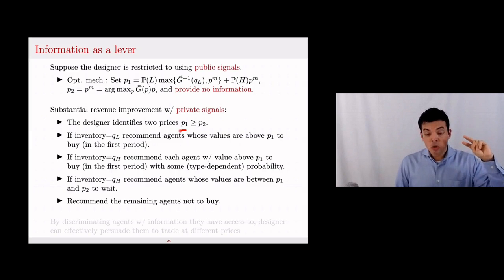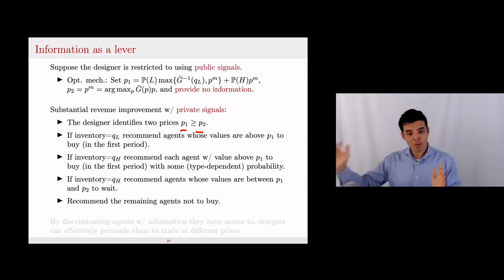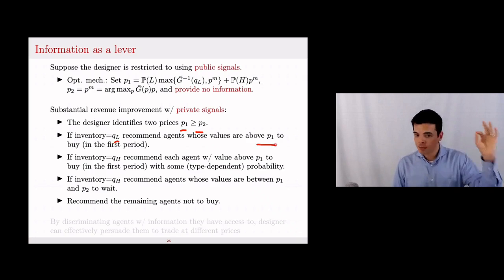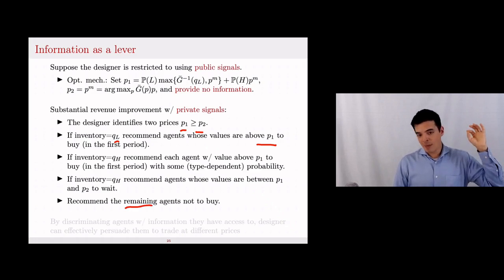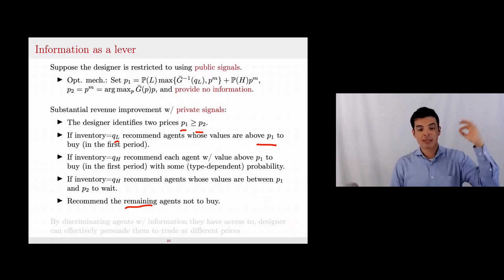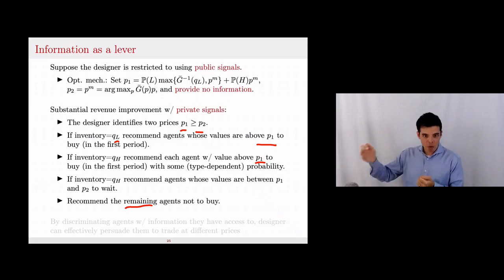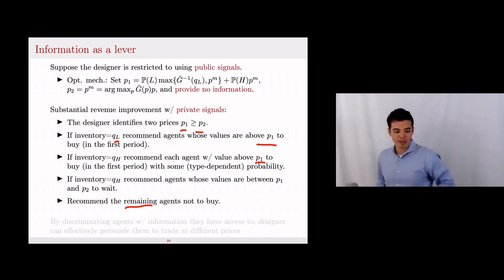In particular, the designer identifies two prices, P1 and P2. P1 is the price for the first period, P2 is the price for the second period. If the realization of inventory is QL, that is, if the inventory is low, the designer recommends agents whose values are above P1 to just purchase in the first period at the high price, and recommends the remaining agents not to purchase. If the inventory is equal to QH, if you're in the high state, then the designer recommends each agent with value above P1 to buy in the first period at the high price with some type-dependent probability. So here, these are independent signals, independent conditional on the state realization being high, and basically I'm sending signals to different high-value buyers, and I am trying to persuade some of them to purchase early on, as opposed to waiting till the second period and purchasing at the low price.